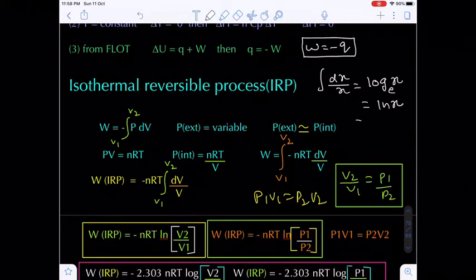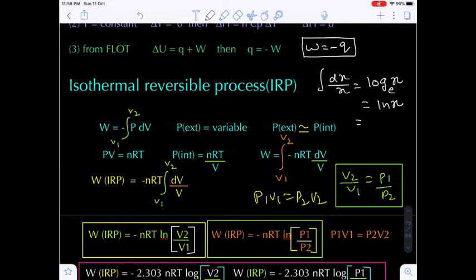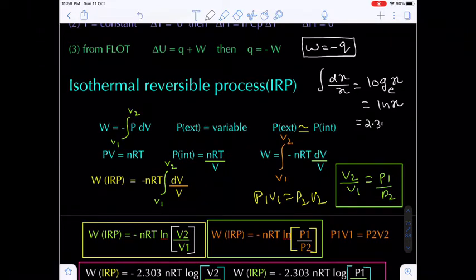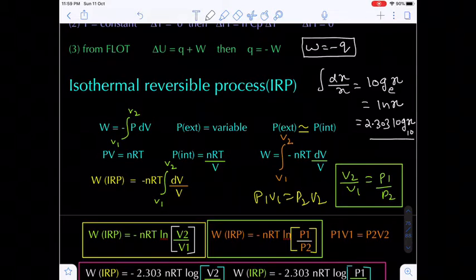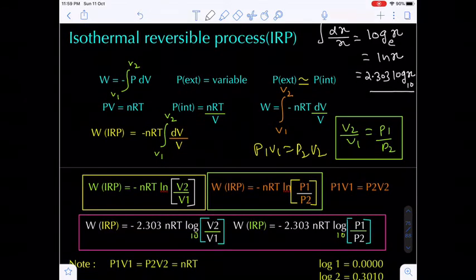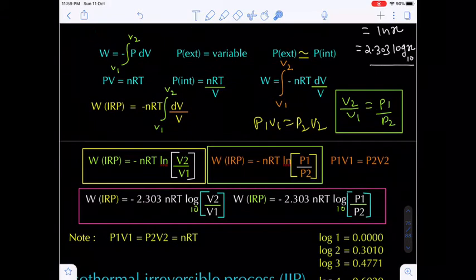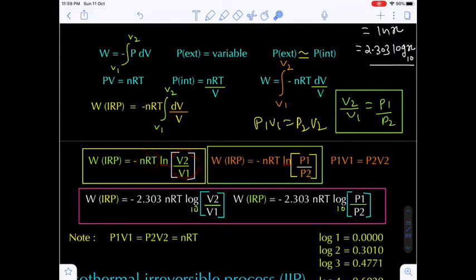Remember, when the natural logarithm to the base e is converted into base 10, we have to multiply with 2.303. Remember, we have to multiply with 2.303. So you will get the logarithm to the base 10. Now here, ln V2 by V1. nRT constant, ln upper limit V2, lower limit will be V1.